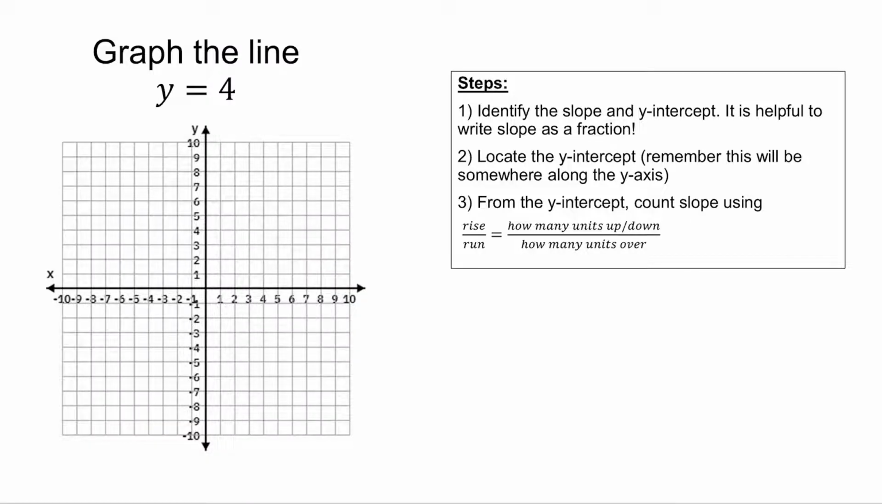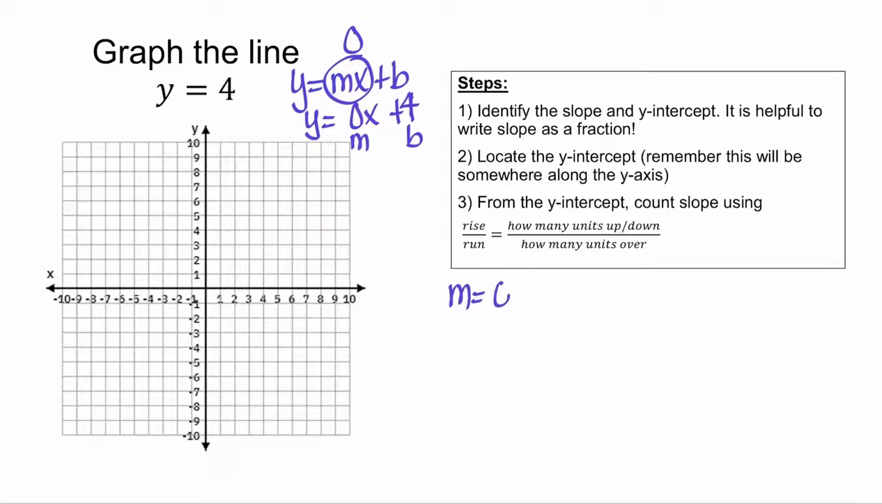Now let's try graphing the line y equals 4. So let's think about this equation. We want equations to be in slope-intercept form, which is y equals mx plus b. Well, this equation doesn't have an mx term, so that term is basically 0. So we can think of this as being like y equals 0x plus 4, right? Because b is 4. So that means that m is 0 and b is 4. So if we write that out, m equals 0, b is 4.